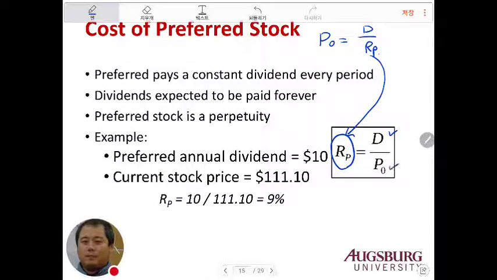So for example, the preferred annual dividend is $10 and current stock price is $111.10. Then simply the cost of preferred stock is 10 divided by 111.1, which is 9%. So 9% is the cost of preferred stock.